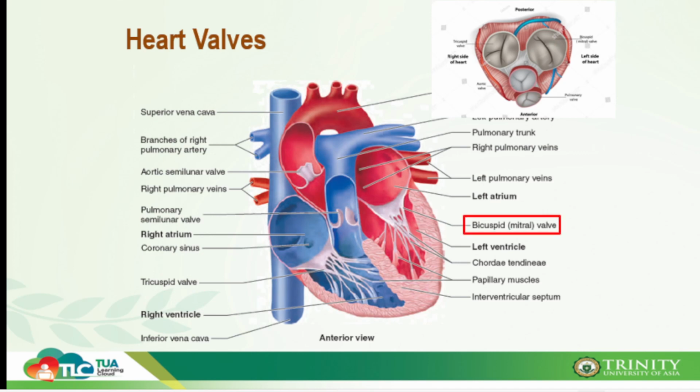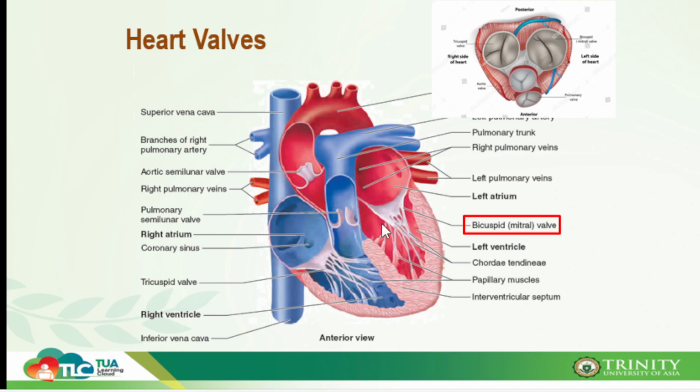Next is the bicuspid or mitral valve. The bicuspid valve is found in between the left atrium and the left ventricle. It's also called, or better called, a mitral valve because it looks like the mitre's hat of a bishop. You can just read that up from your Seeley's. But unlike your tricuspid, it only has two cusps, thus the name bicuspid.